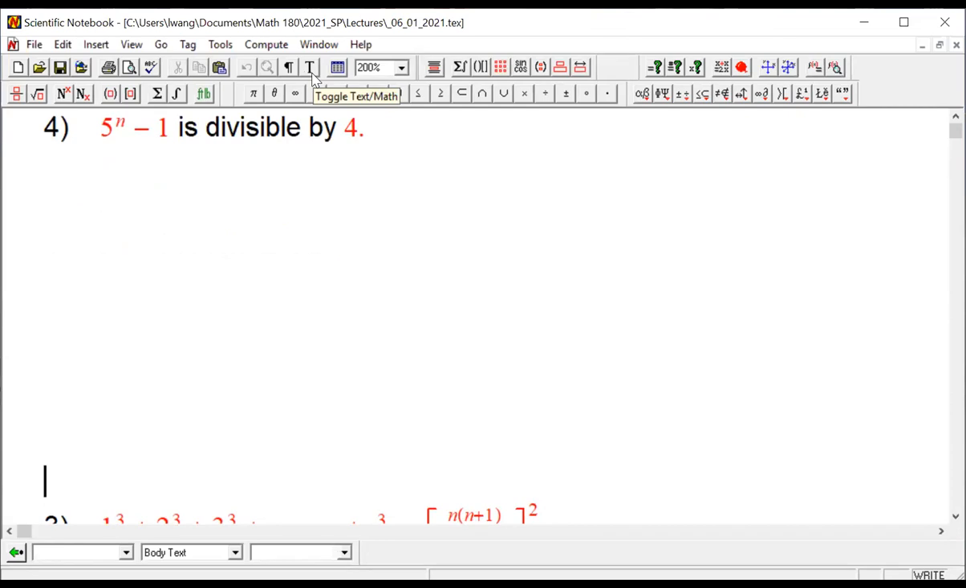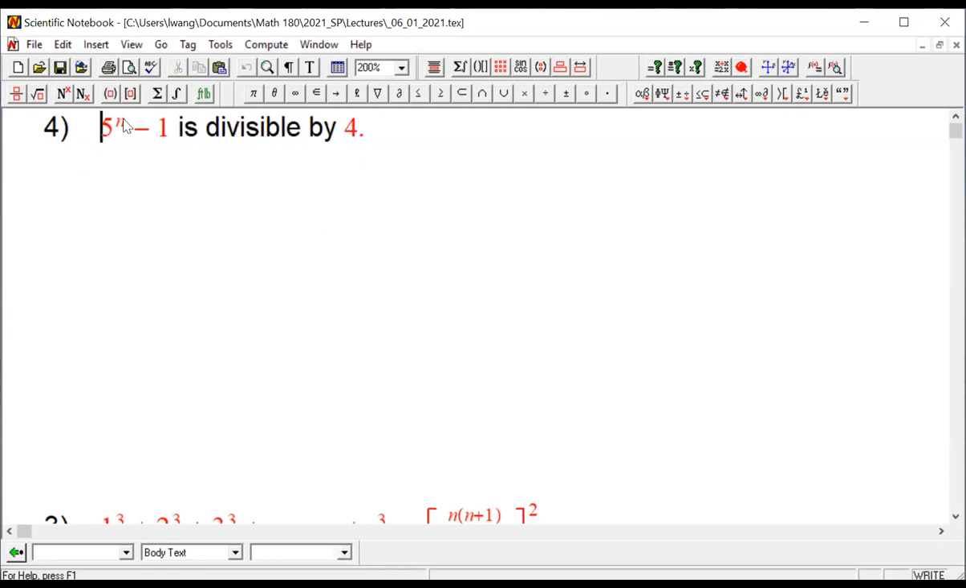What is divisible means? Of course, n is a natural number. What is divisible means? For example, 6 divided by 2 is 3. 3 is a whole number. And we say 6 is divisible by 2. Yes?